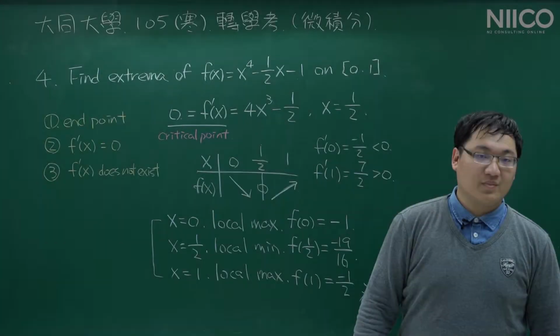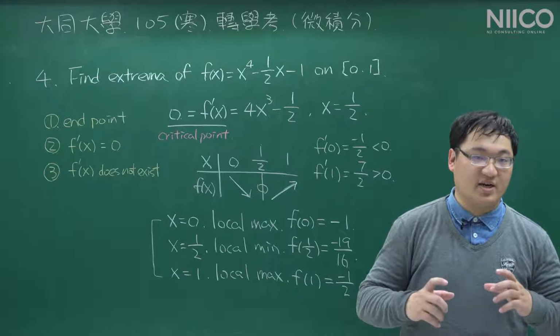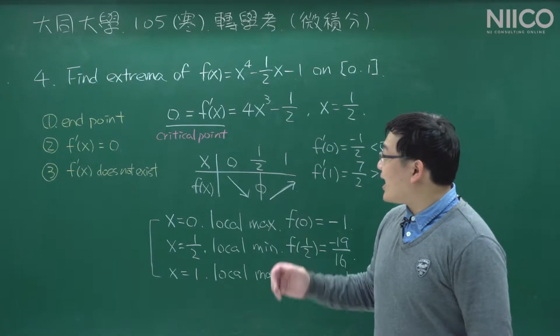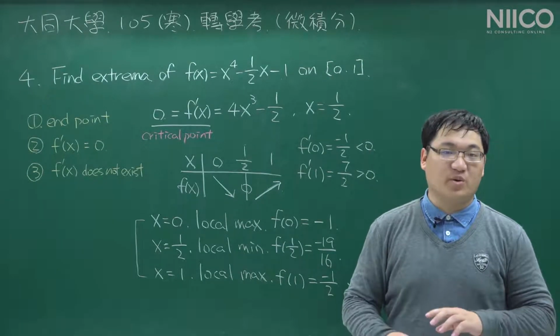Hello everyone, so in this problem we're going to find the extreme points of f of x, which is x to the fourth minus 1/2 of x minus 1, on the interval 0 to 1. 0 and 1 are both included. Now, what might be the candidates for the extreme points?